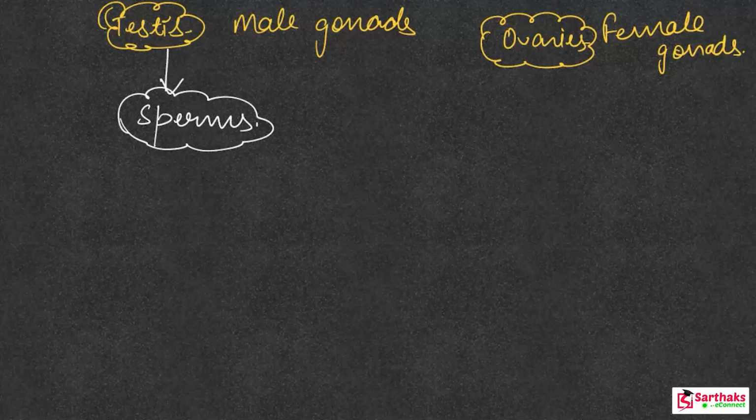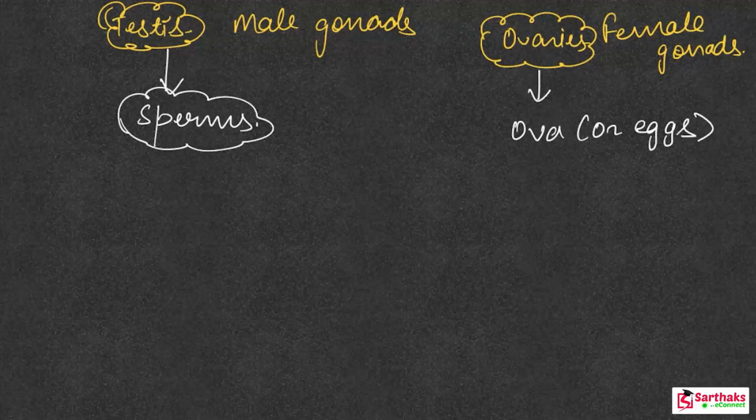Okay, now here testis start producing female gamete, that is the ova or eggs, you can also call it eggs. Got it? Okay, so let me explain to you again what is testis and ovary. These are the body parts present in the body of male and female. Okay, these are present inside our body, and these produce the gametes only at the time of puberty.